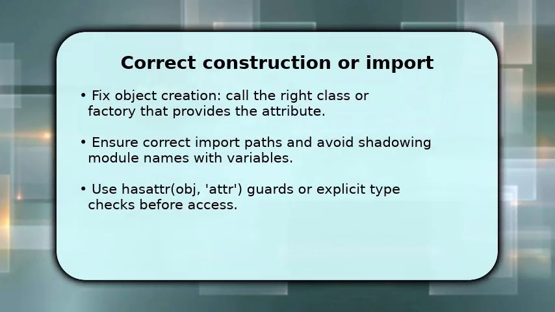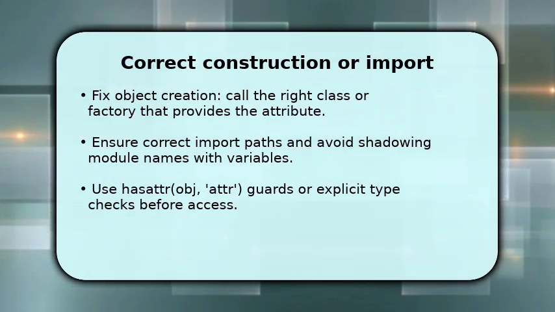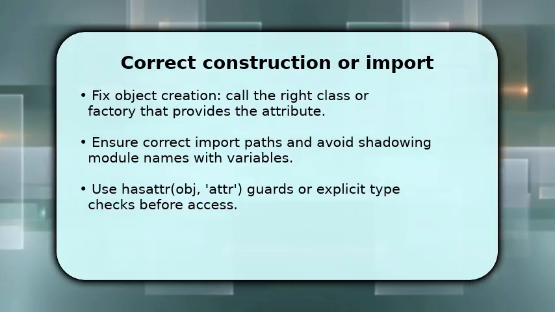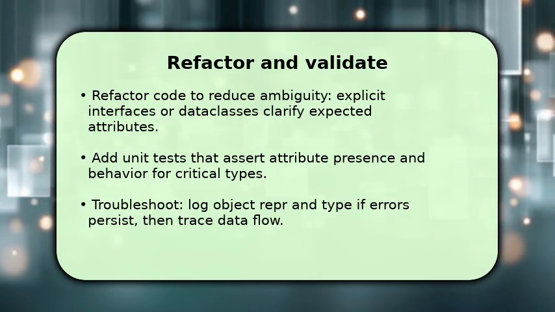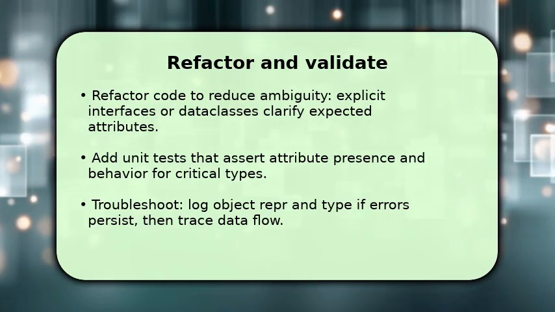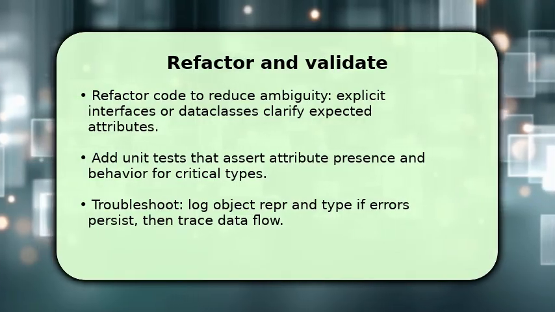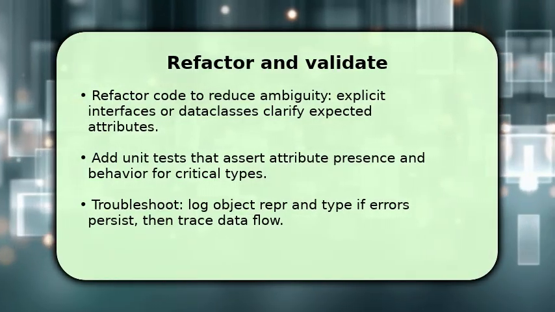Finally, refactor to make expectations explicit. Use data classes, interfaces, or clear return types so you and future readers know what attributes should exist. Then add unit tests that assert attribute presence and core behavior. Once done, automated tests will catch regressions.